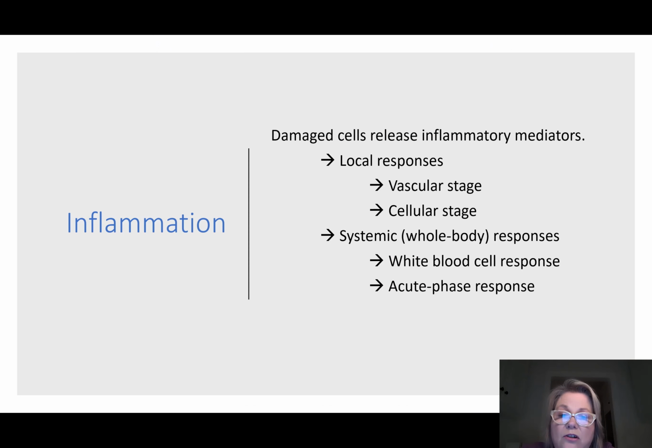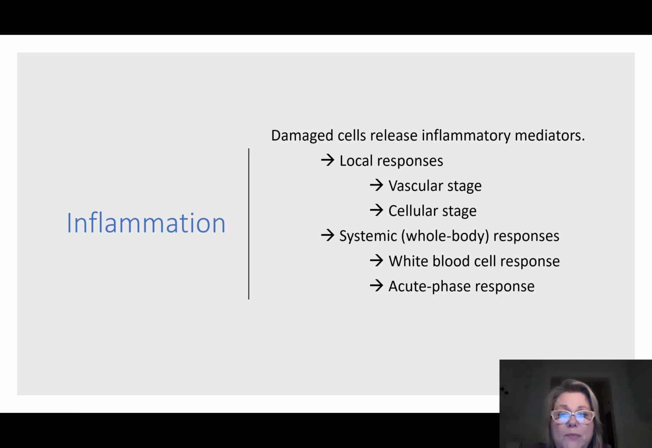So damaged cells can release inflammatory mediators. So you can have a local response. First, it goes from the vascular stage, and we'll talk about this, the vascular stage, and then the cellular stage. Then it can go to a systemic or whole body response, and then the white blood cell response comes into effect, and the acute phase response.